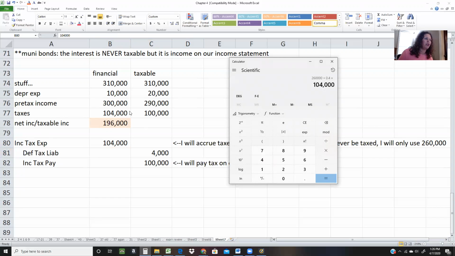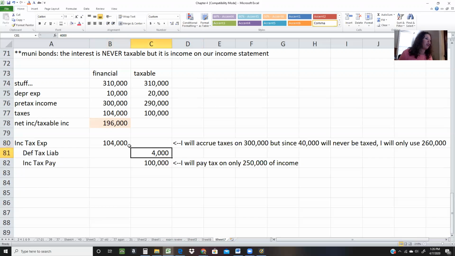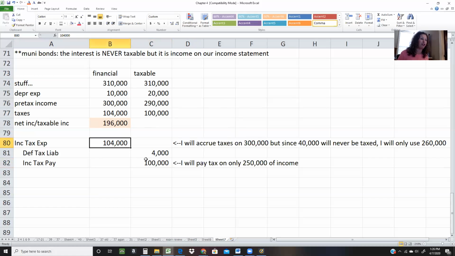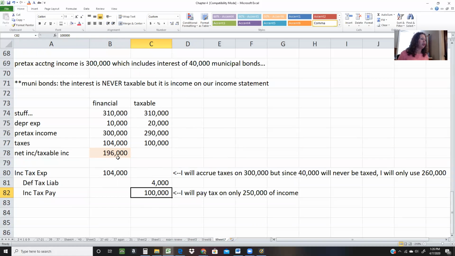So my book tax difference is still $4,000, and that's because the only thing that really matters to me here is the depreciation entry, because that's the one that differs between the two alternatives. But when I'm trying to actually compute what I'm actually going to pay, I only have to pay taxes on $250,000 of income because 40,000 of it is never taxed. So it's subtracted from both in my tax calculation only.